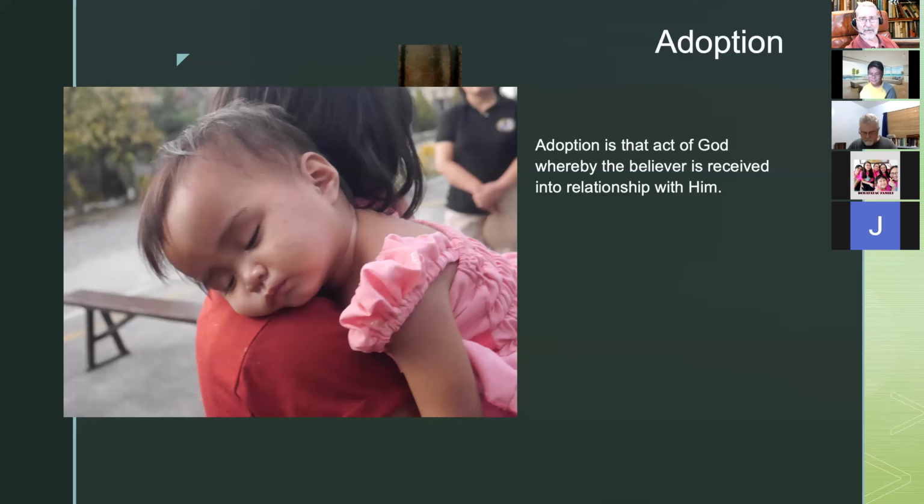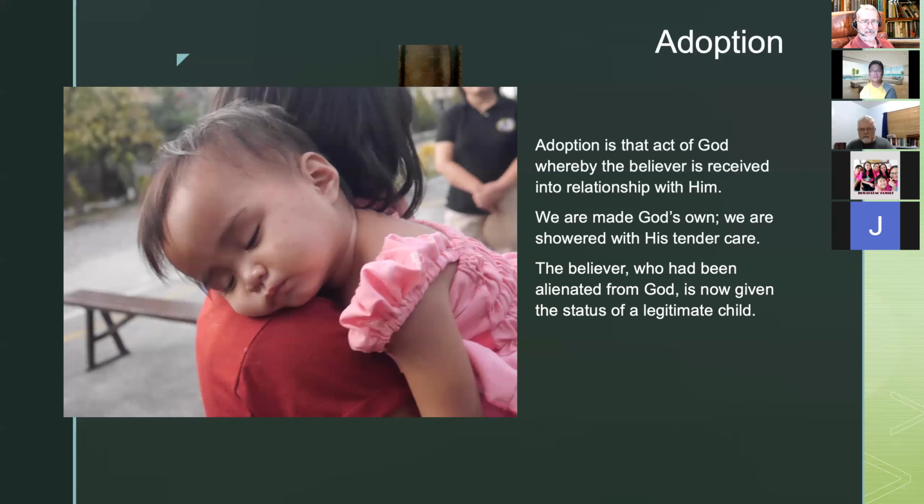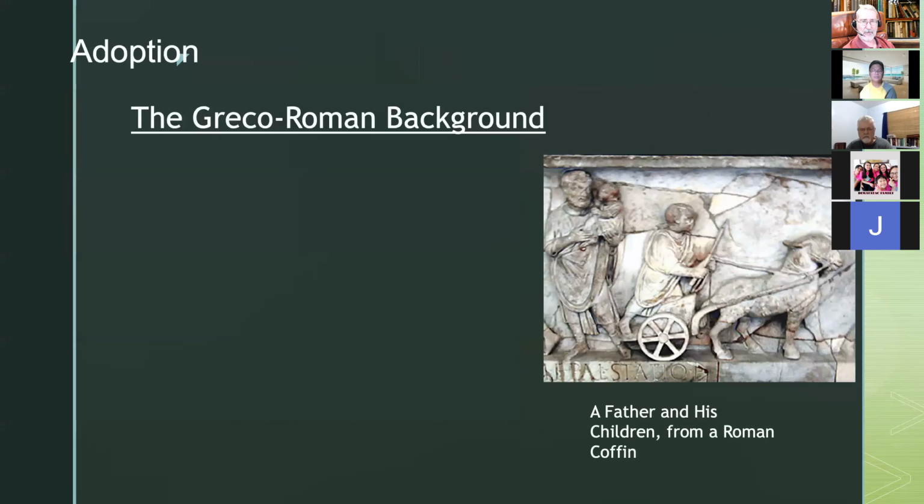We become the children of God and joint heirs with Jesus. Very cool. We are made God's own. We're showered with his tender care. The believer, alienated from God, is given the status of a legitimate child. It's a benefit and a blessing of our justification and redemption.